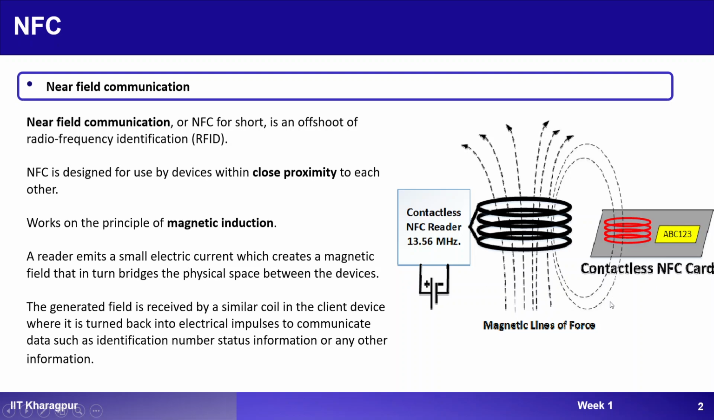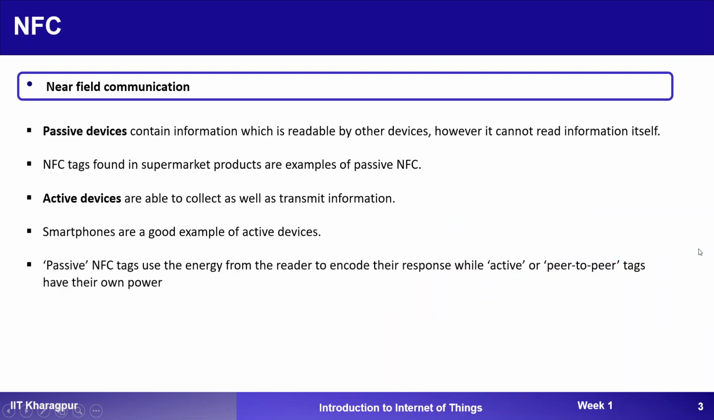Due to this communication, the electrical impulses will generate, and these electrical impulses will take the data which is present over this RFID tag. And this can be any identification number or it can be any kind of information. So these RFID devices are of two types basically. First one is passive devices and second one is active devices.